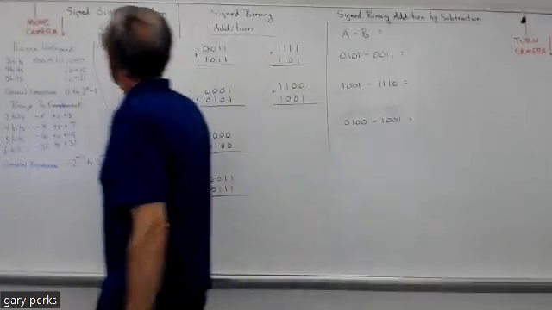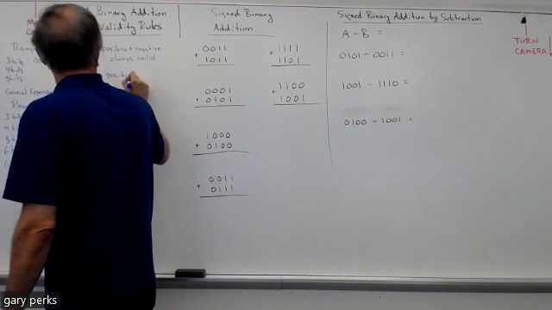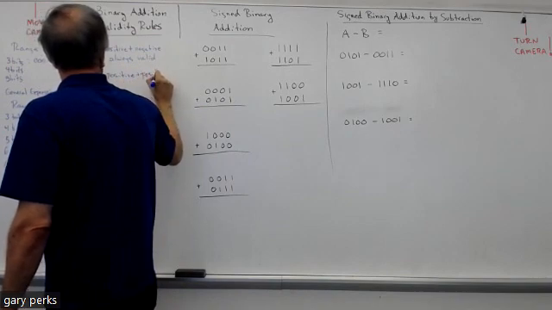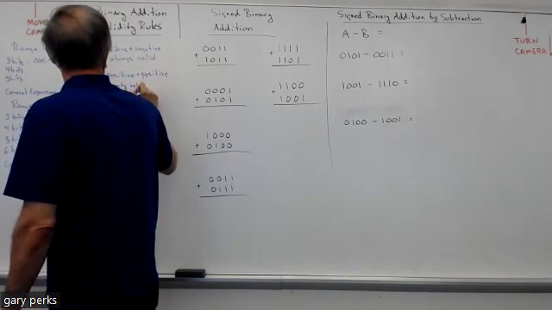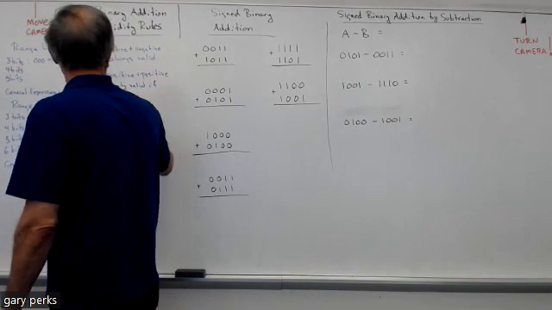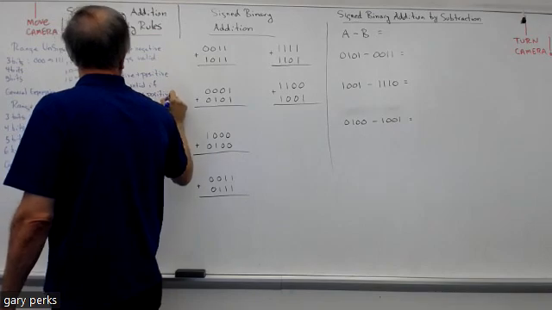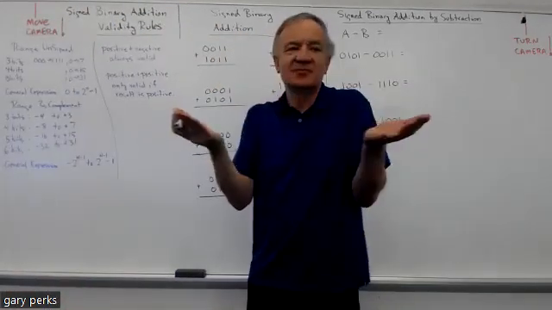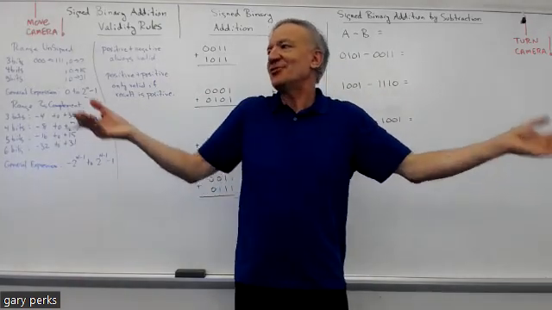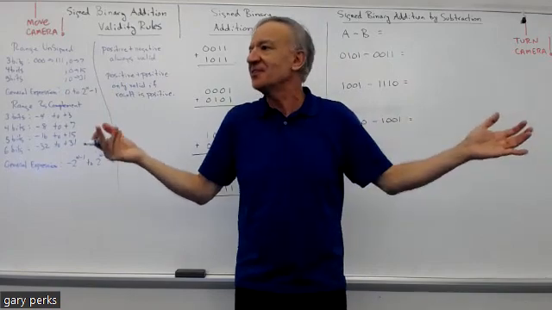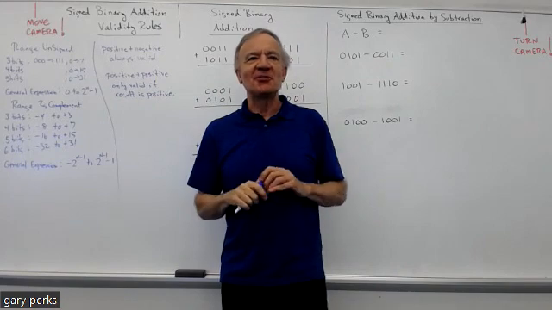Okay, if you add a positive and a positive, it's only valid if the result is positive. And that just makes common sense, right? If you add two things that are positive, you can't get a negative. You can't add +3 and +2 and get -3. I don't think that one's too hard to remember.